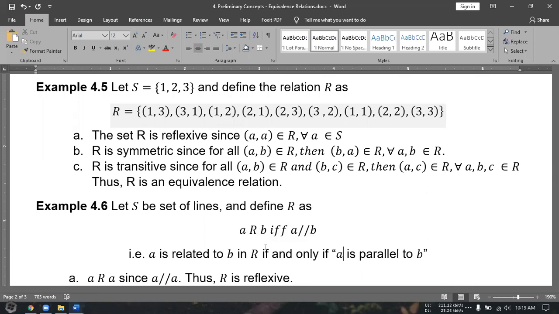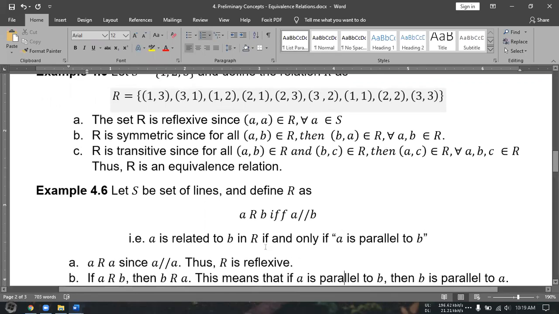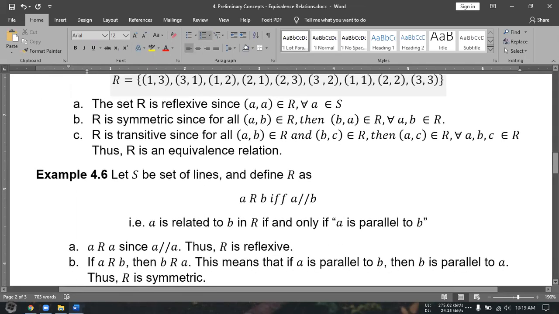Second condition, is this symmetric? Sa tingin nyo, before I uncover the second condition. Symmetric means if A is parallel to B, can we say that B is parallel to A? Yes or no? Yes, sir. A is parallel to B, therefore B is parallel to A. So, by symmetric property, if A is related to B, then B is related to A. This means that if A is parallel to B, then B is parallel to A. Thus, R is symmetric.